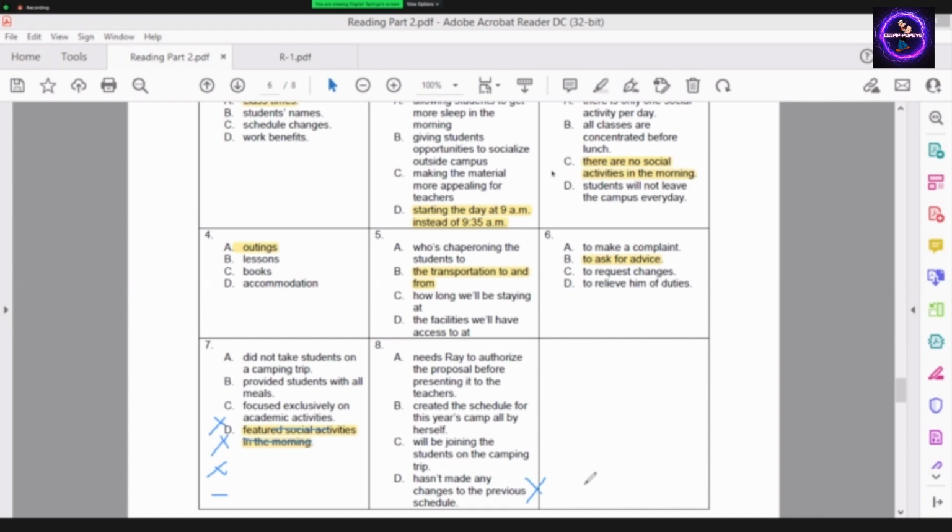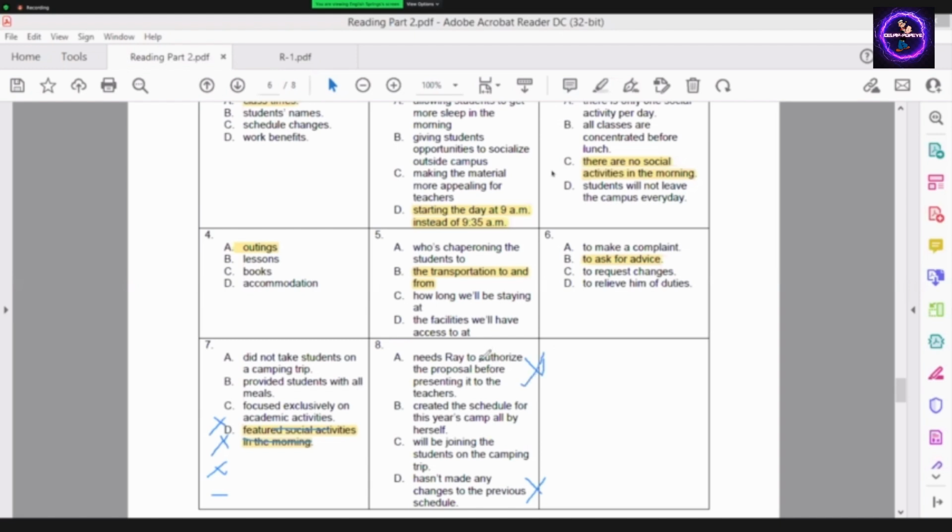Okay, let us see the first one. A needs Ray to authorize. It's not authorized. Ray is not the signatory authority. He is just a friend, a colleague that they're trying to get inputs from, seeking his ideas, or advice. So A will not be right.